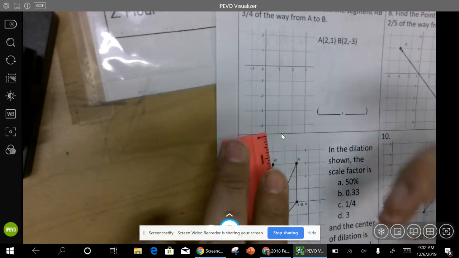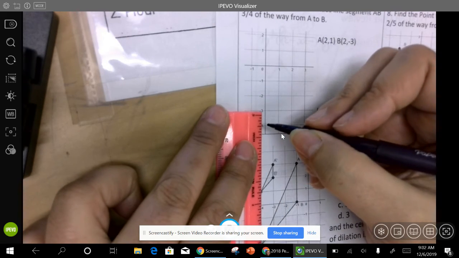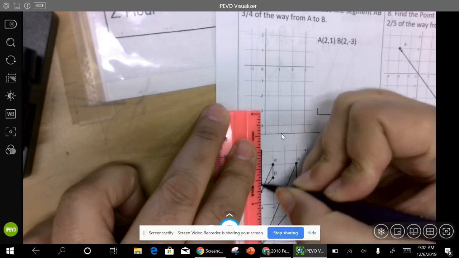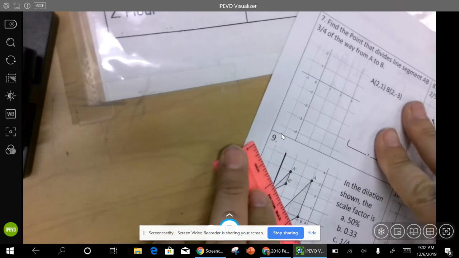Okay, this one. Okay, same thing, everybody. So go ahead and graph them. So yes, everybody, you are going to need to graph. When in doubt, graph it out.